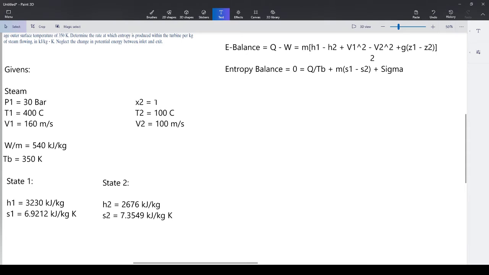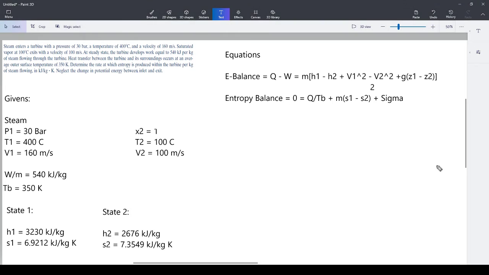Now we go up to our equations, because once again, these equations dictate what we need to find. It says that we need to determine the rate at which entropy is produced within the turbine. So the entropy balance is here. Our goal for this question is to find sigma. Can you guys see this? It says determine the rate at which entropy is produced, which is the sigma term. This is entropy produced. So we are trying to find that.